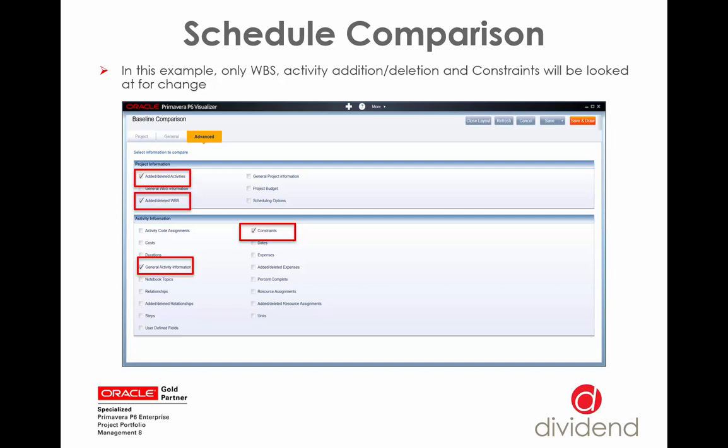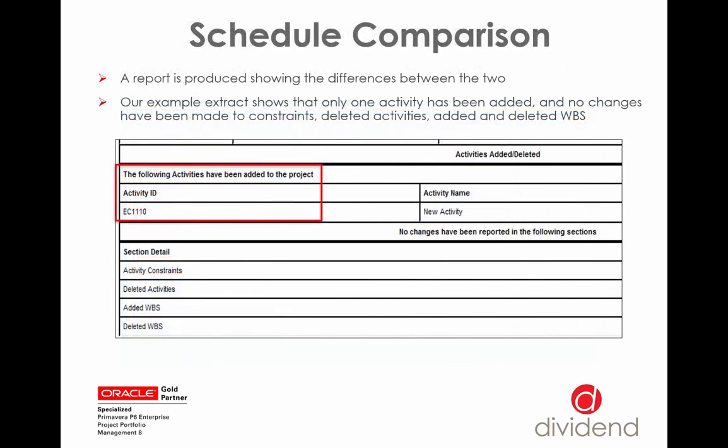In this example, only the WBS activity, addition, deletion and constraints will be looked at for change, and you just very simply tick the ones you do want to run a comparison against. A report is produced showing the differences between the two, and our example extract here shows that one activity has been added, highlighted with the red square, and no changes have been made to constraints, deleted activities, added and deleted WBS.